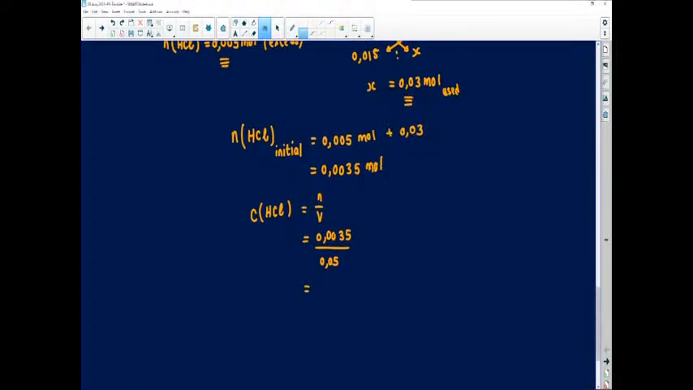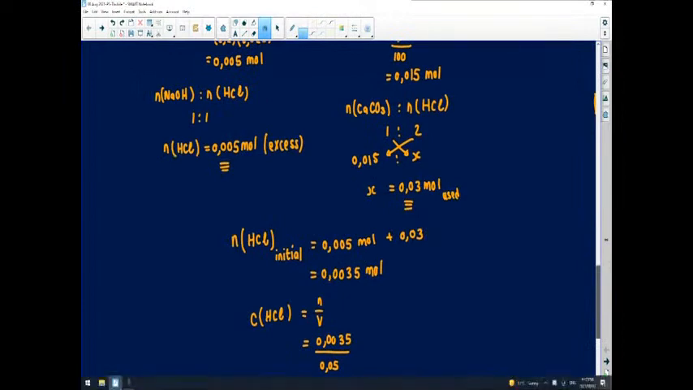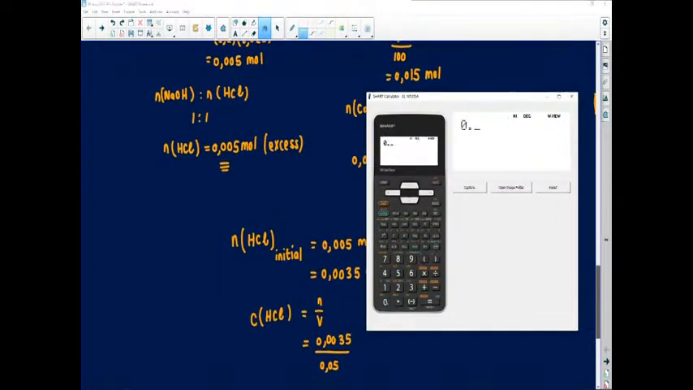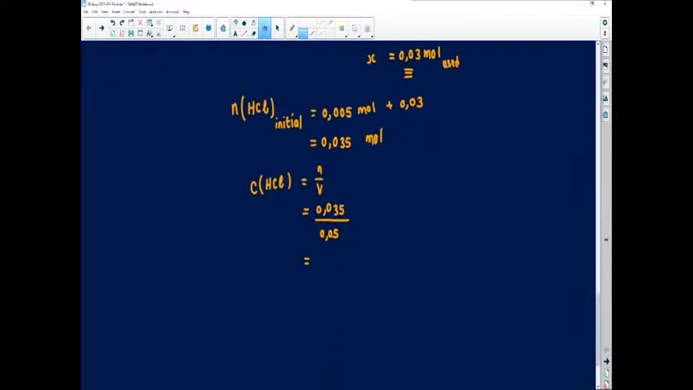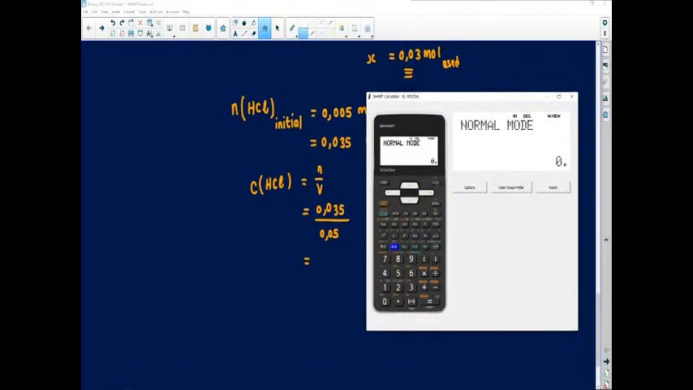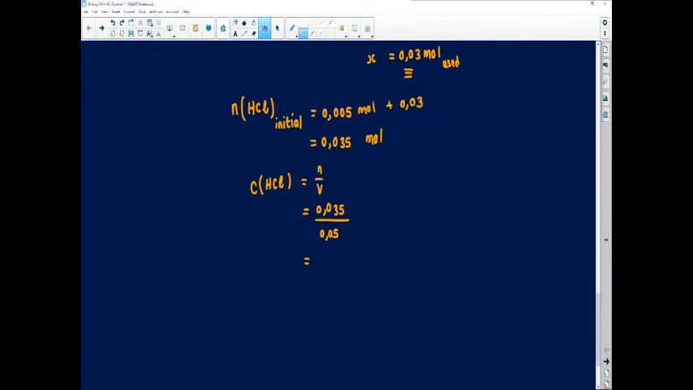Let me just add this one again. If I have 0,005 plus 0,03, 0,035. Yes, there's not two zeros there, so I just want to take this one away. So I get 0,035. That looks better. I just added a 0 there. Okay, let's try this one again. Let's find our concentration. So 0,035, there we are, divided by 0,05. And therefore, I get 0,7.